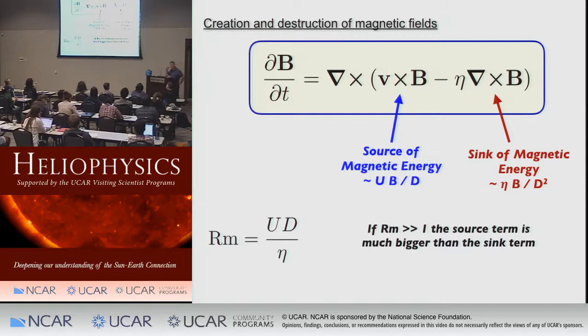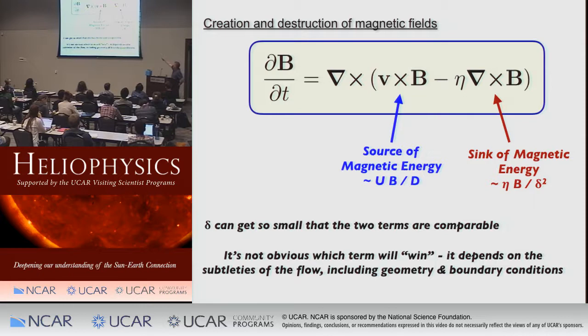But you have to be a little careful there, because what happens, as you heard in the last talk, is that you can create very small scales in turbulent flows. So the length scale you use for the diffusion is this delta here instead of a global length scale like D.